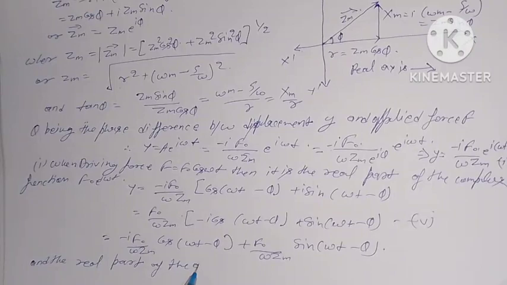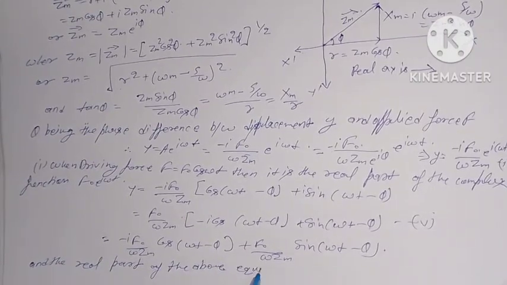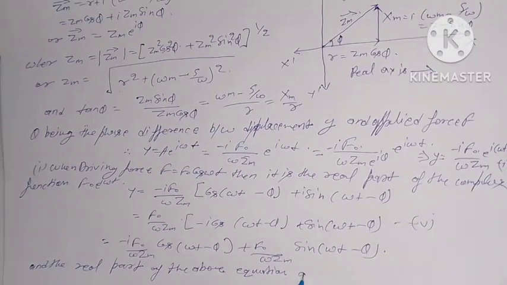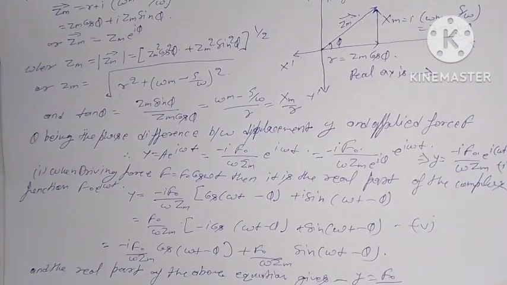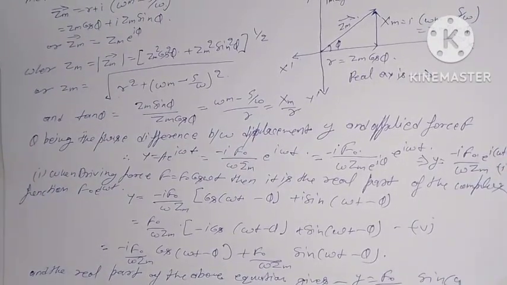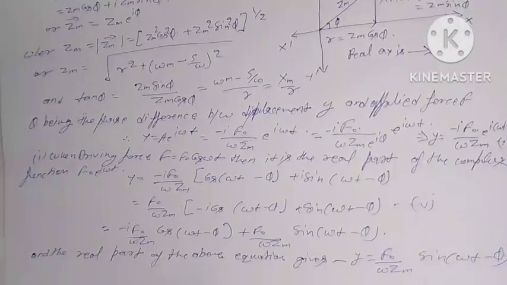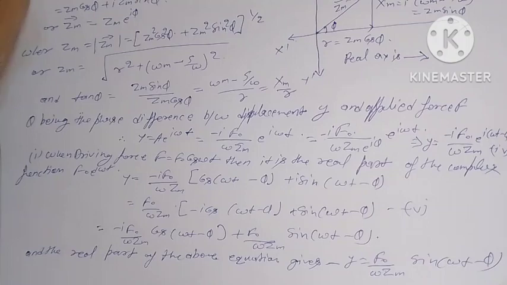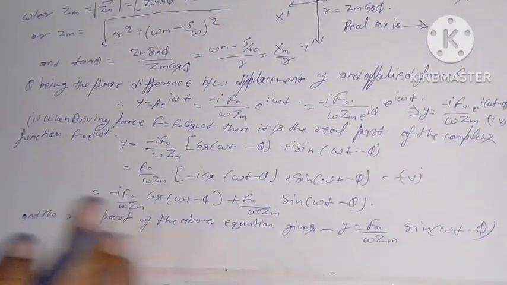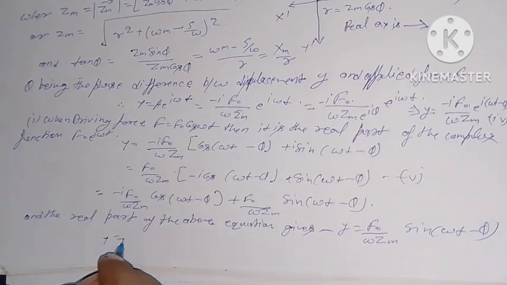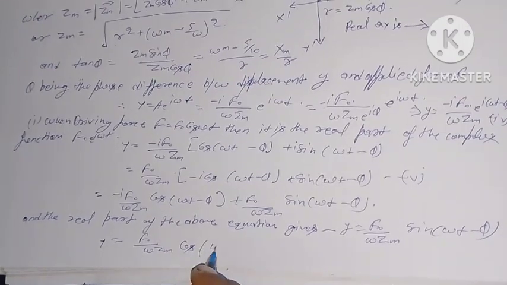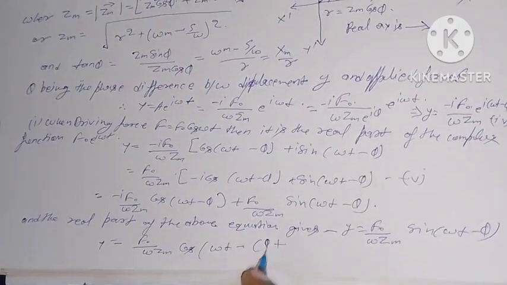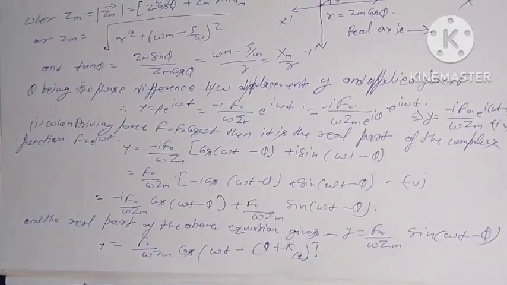The real part of the above equation gives y = F₀ / (ω Zₘ) sin(ωt - φ), okay, sin(ωt - φ), and y = F₀ / (ω Zₘ) cos(ωt - φ + π/2).